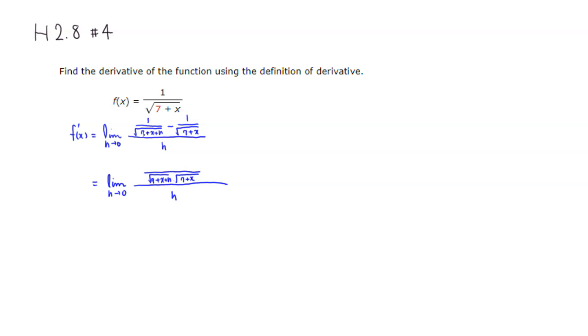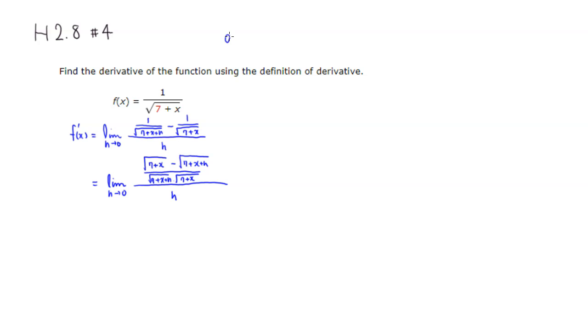Since we multiply the denominator by square root of 7 plus x, we have to multiply the numerator, which is 1, times square root of 7 plus x. The sign is a negative sign, so it's a minus. Then we multiply the second denominator by the first denominator. We have to multiply the second numerator by this first denominator, which is square root of 7 plus x plus h. Then when you have square root minus square root, we can use this trick.